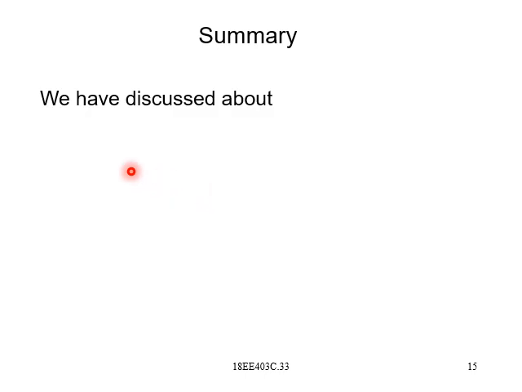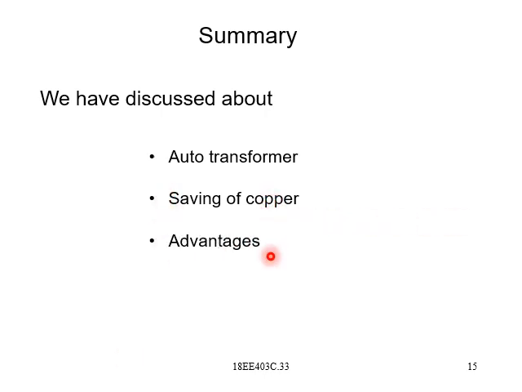And you can see a summary of this session. We have discussed the auto transformer, how it saves copper and how much copper, the advantages, the disadvantages, and finally the applications. So these are the things which we have discussed in this session.